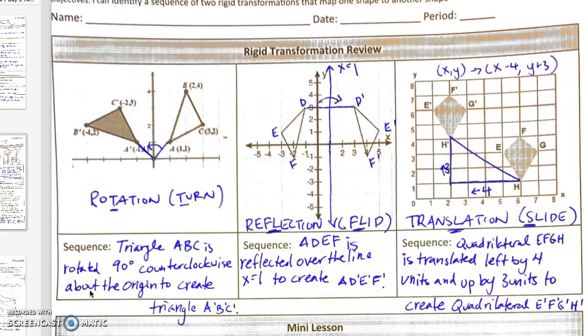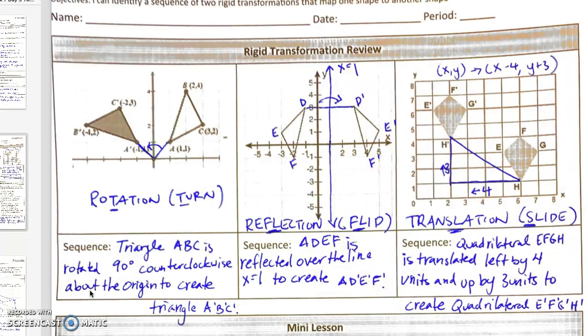And we can see that this is a right angle. And if we're going from our A to our A prime, from our pre-image to our post-image, we're going counterclockwise. And so I drew an arrow to show that this is counterclockwise. So I labeled this as a rotation, which means a turn. And I wrote out the sequence.